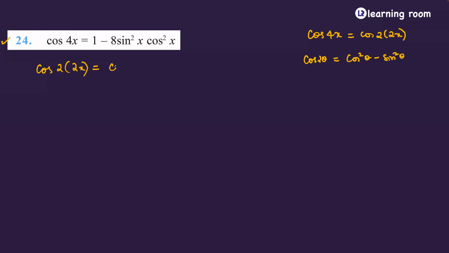So here what can I write? I can write it as cos square 2x minus sin square 2x, right? So for cos square 2x, I will write 1 minus 2 sin square x the whole square. Why is it so? Because cos 2 theta can also be written as 1 minus 2 sin square theta. So you take this and put it here. So only thing is, theta is replaced with x. So 1 minus 2 sin square x, the whole square, minus sin 2x has only one formula in terms of sine and cos, that is 2 sin x into cos x.